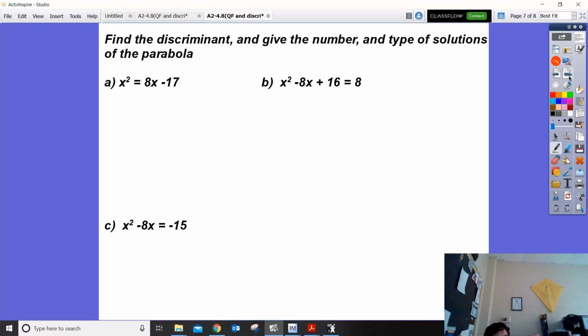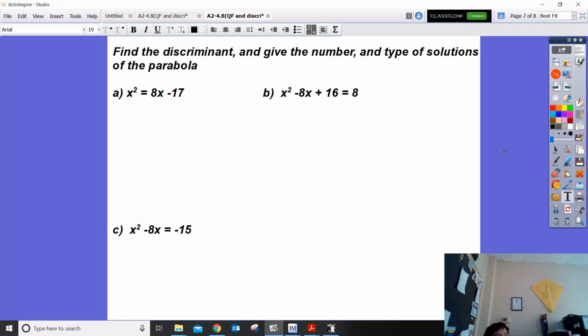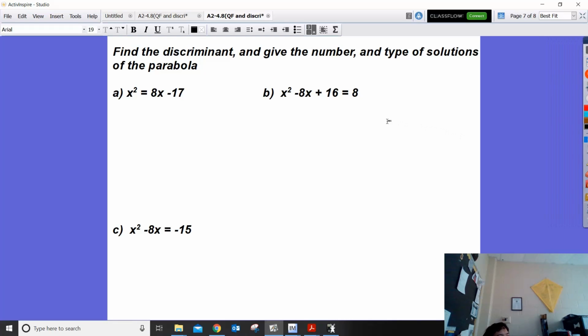All right, which one of these is even remotely interesting? We'll give B a shot. Now, what we're supposed to do is find the discriminant. Can you find the discriminant as it's written? Subtract 8. It's got to be in good old standard form. So x squared minus 8x plus 8 equals 0. Now we can do the discriminant.